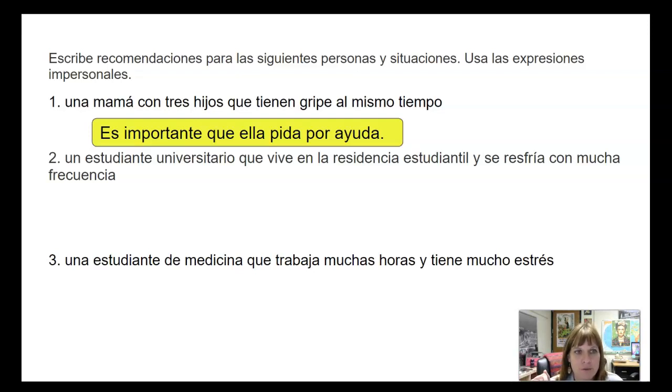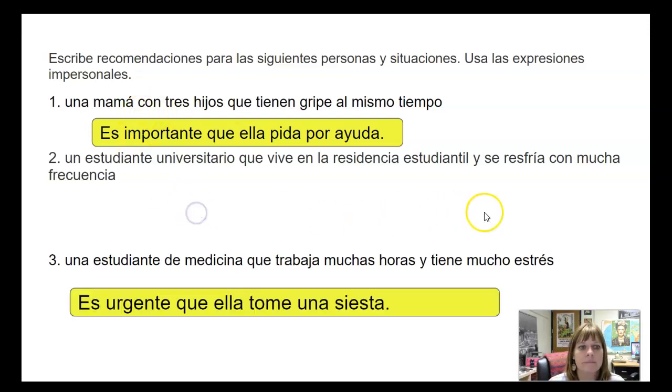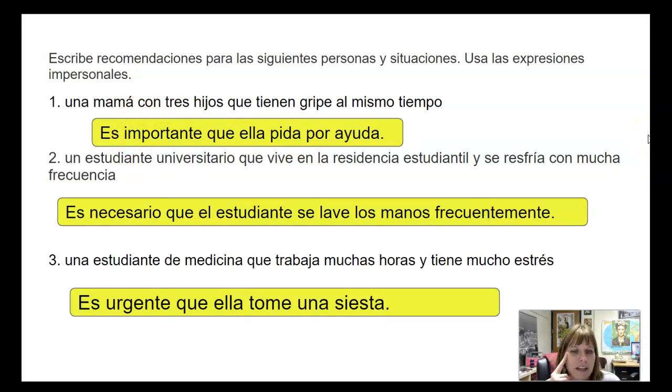Okay, so número dos, un estudiante universitario que vive en la residencia estudiantil y se resfría con mucha frecuencia. So this is a university student that lives in the student residence and gets sick with frequency. So they're often sick. What kind of advice could we give them? ¿Es necesario que el estudiante se lave las manos frecuentemente? It's necessary that the student washes his hands frequently.